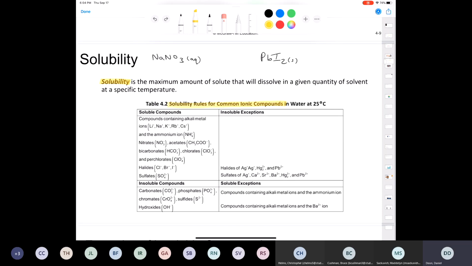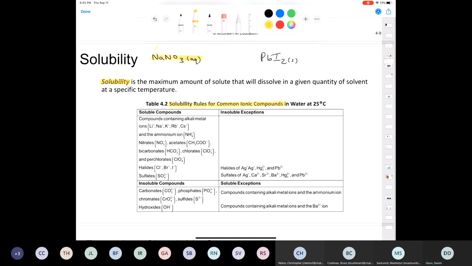Now let's move on and talk about this table, Table 4.2, the solubility rules for common ionic compounds. It's not that difficult. I will provide this to you on an exam if you need it, okay? And the way you do it is like this. Let's say you had a compound like sodium nitrate. Hey, what do you know?